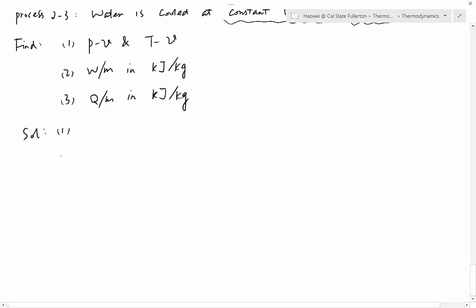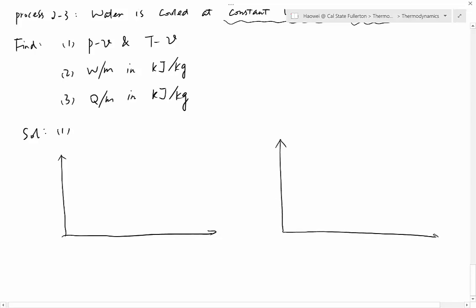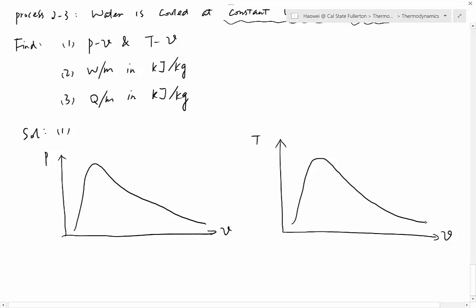Just like before, we'll do the preparation and draw the vapor dome on each one of them. P versus nu, T versus nu. Draw the vapor dome. Steep, less steep, steep, less steep. Okay, so that's the vapor dome. Let's start from the first one, P versus nu diagram.